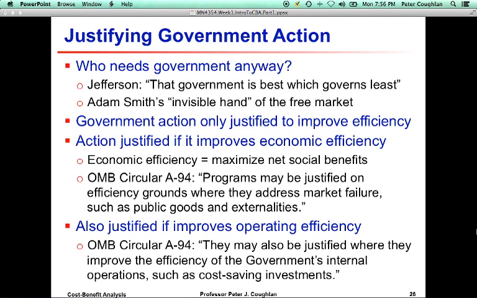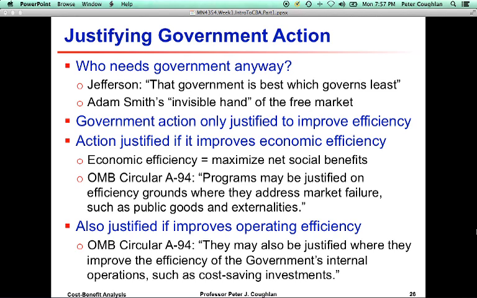Stepping back to a broader question: cost-benefit analysis in terms of justifying government action at all. Why should the government be involved in any of this? Who needs government anyway?